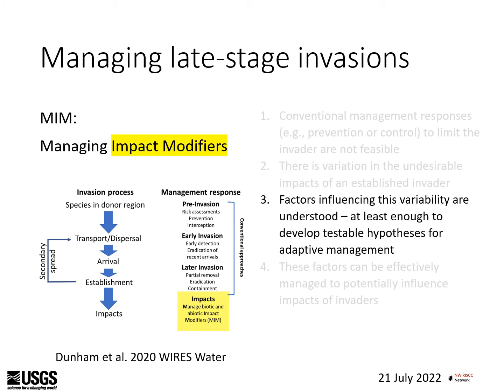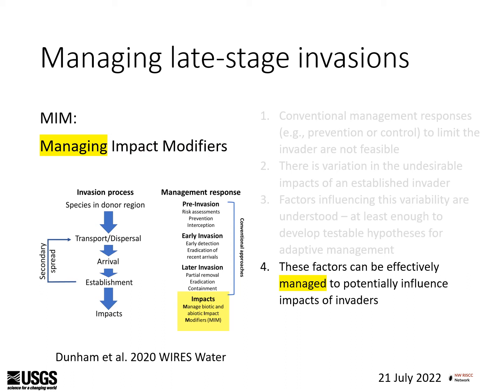Number 3, factors influencing this variability are understood, at least enough to develop testable hypotheses for adaptive management. So in a lot of ways, this managing impacts approach is a little bit more information intensive than alternatives. Control doesn't necessarily require that you need to know a lot about what's going on with the species. You just need to get rid of them, or in terms of prevention, stopping them from becoming an issue. But here we need to learn about relationships and how to manage them.